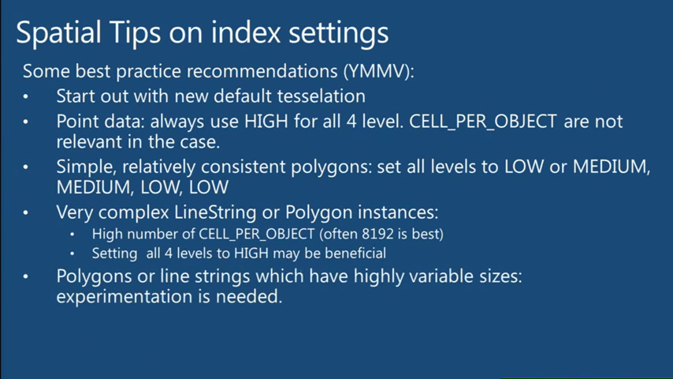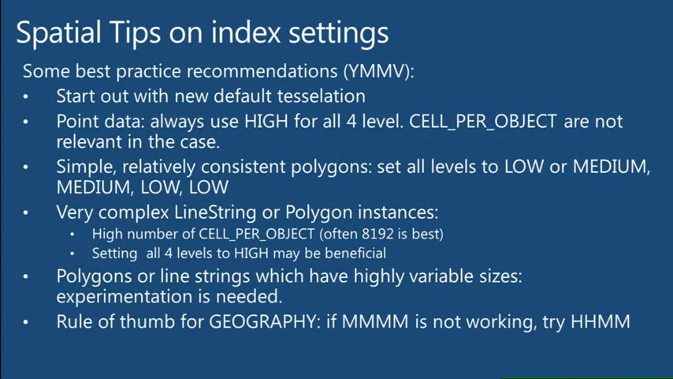And sometimes setting all 4 levels to high might be beneficial, although that's, again, only if you're not happy with the default tessellation. If you have lots of varying sizes and objects, then probably you have to do the stored procs that I showed you earlier. And the rule of thumb for geography type is if MMMM is not working, then try HHMM. That's basically Ed Kadiba's personal rule of thumb.